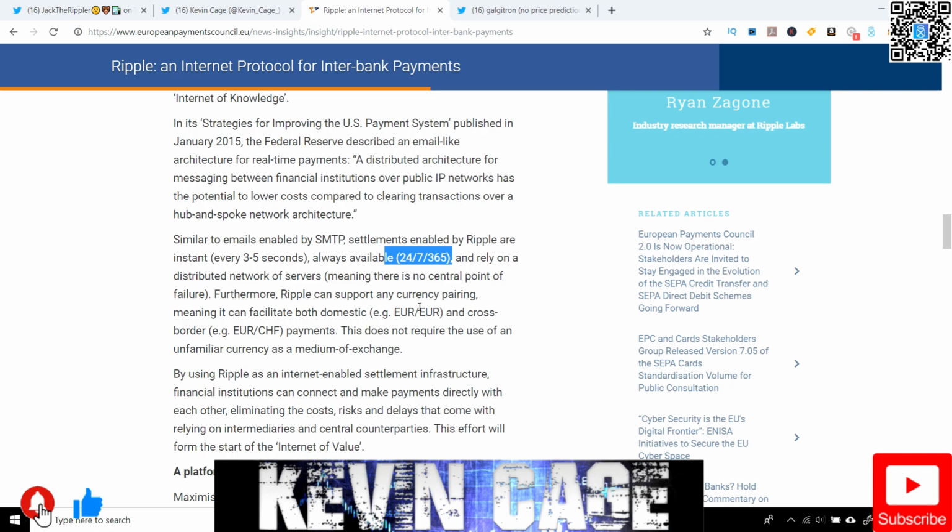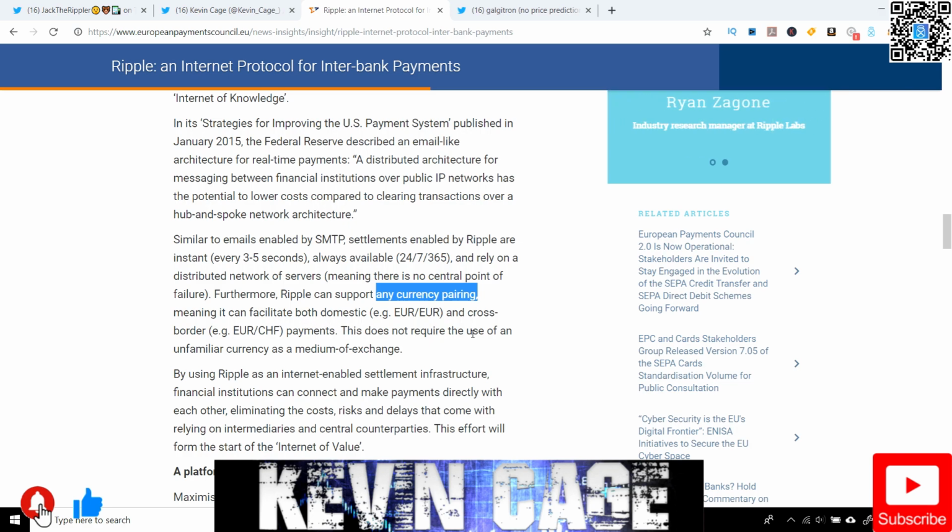Furthermore, Ripple can support any currency pairing. And that is huge because today there are only a few primary currency pairs in all of these other countries that don't have that liquidity or are forced to go to those corridors. It can facilitate both domestic, euro to euro within their own country or their own currency, and cross-border, whether it's the euro to other fiats as well.